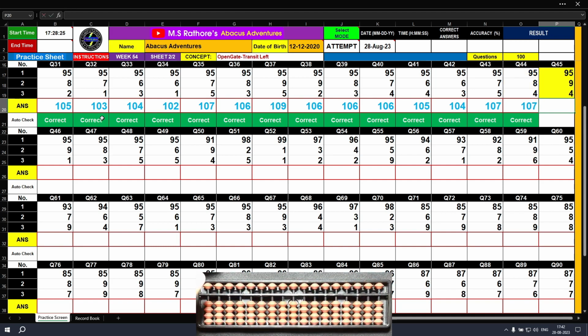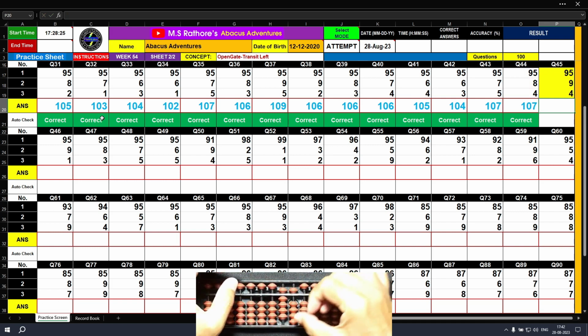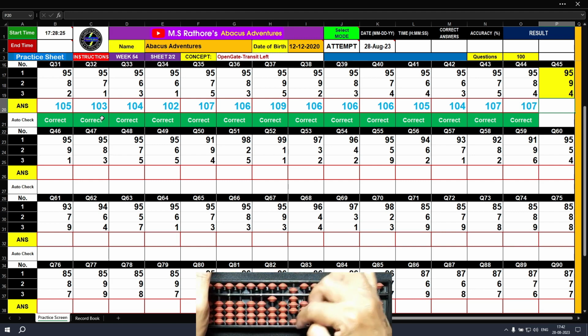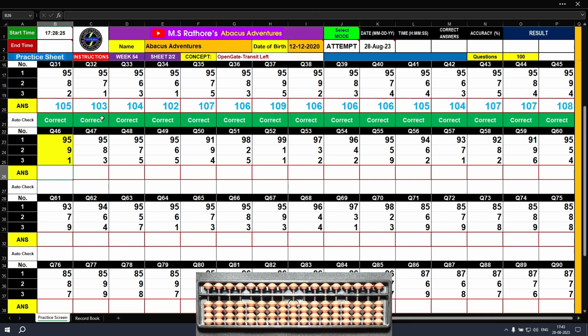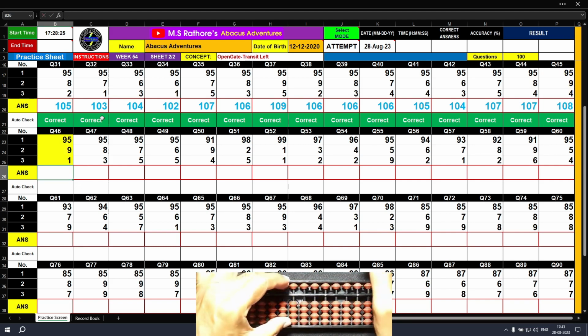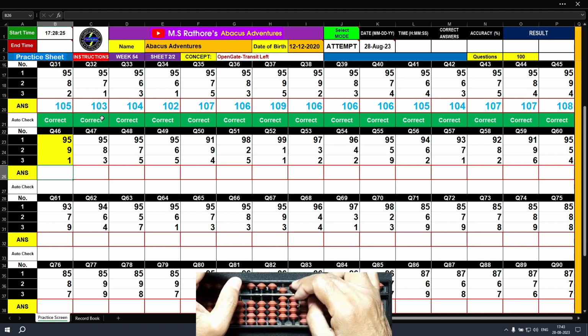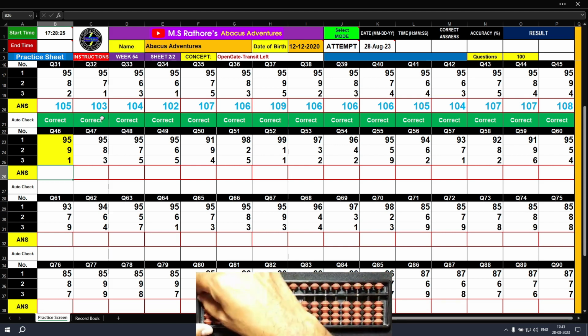Question number 45. Plus 90, plus 5, plus 9, plus 4, the answer is 108. Question number 46. Plus 90, plus 5, plus 9 equals plus 1, and the final answer is 105.